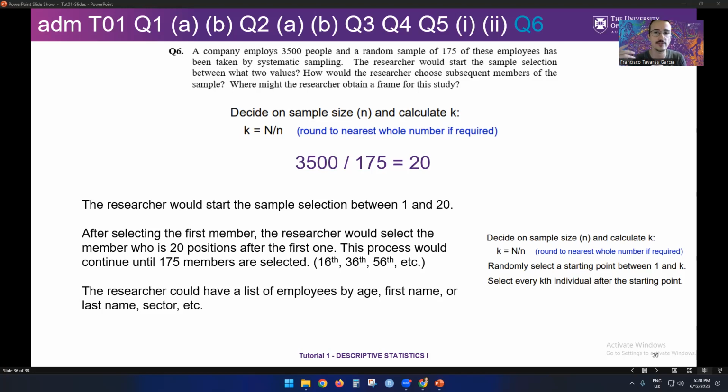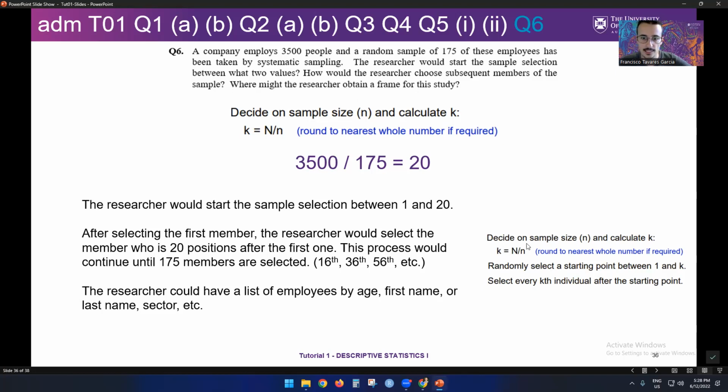Like, there are a lot of young workers, so we get a lot of them in our sample. There are a few mature age workers, so we get just a few of them. These are ways of doing it, right? And that is it for question 6. Any questions about it? Anything you didn't understand?